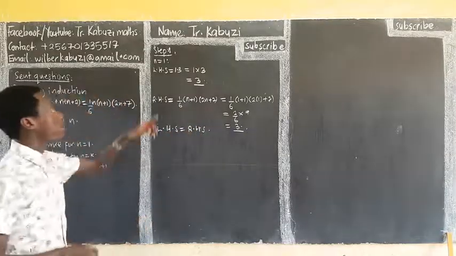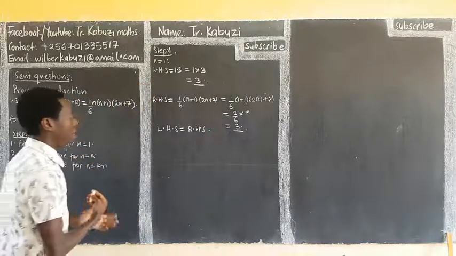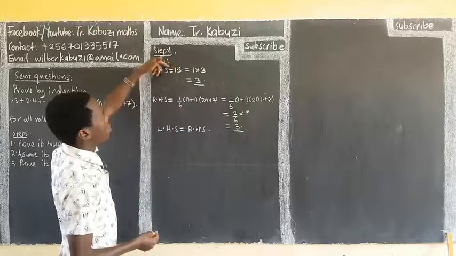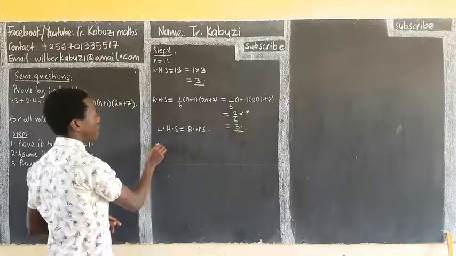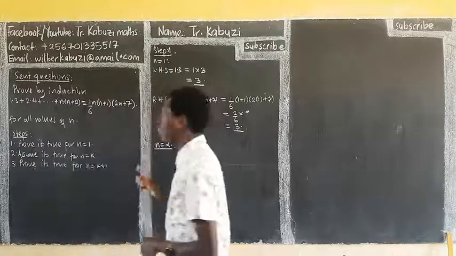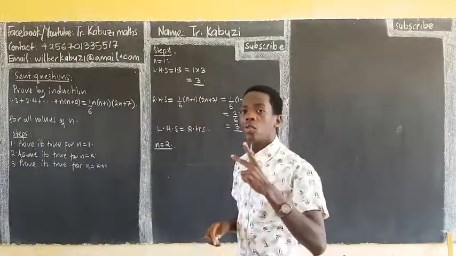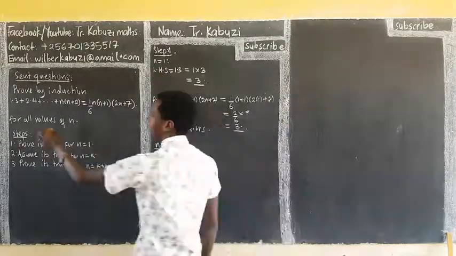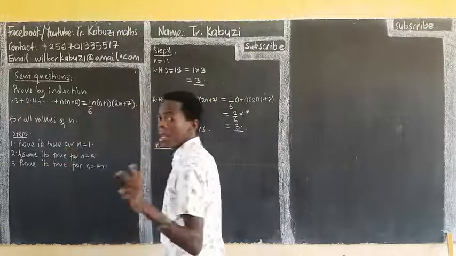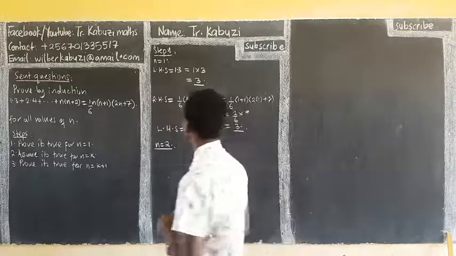You can stop at this step, but let me go to when n is equal to 2 and you see what happens. When n is equal to 2, on the left you are taking 2 terms. So this is the first term, then plus this is the second term. Those are the 2 terms on the left.